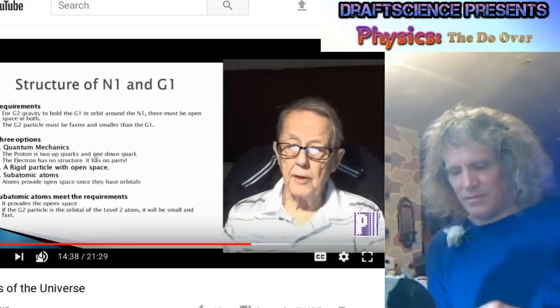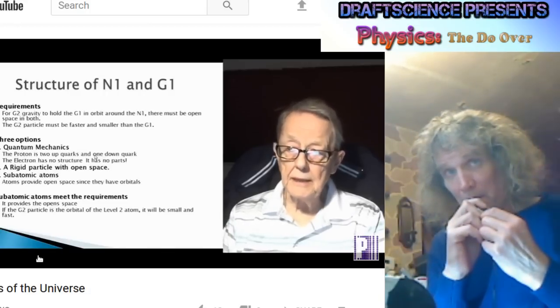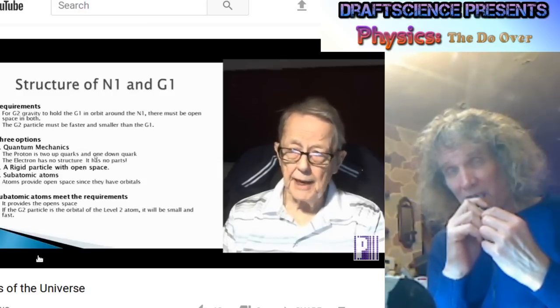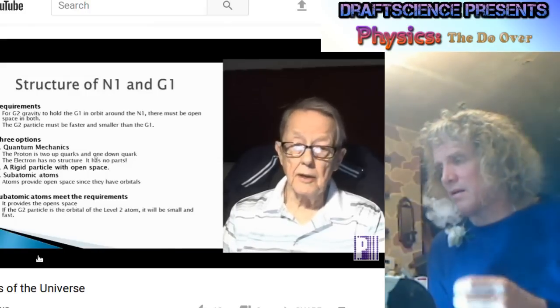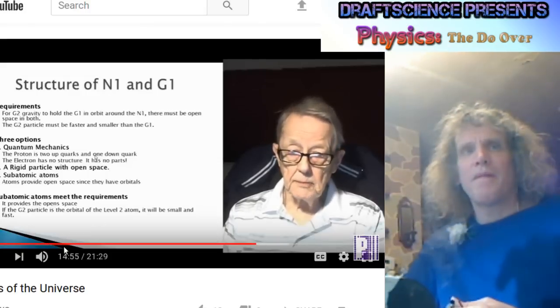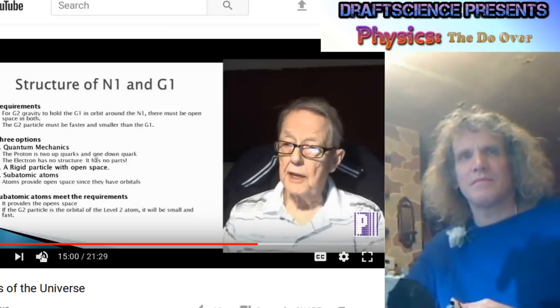Or a system that has objects orbiting creates space. There's space in a galaxy. There's space in the solar system. There's space in a regular level 1 atom. Subatomic atoms provide open space since they have orbitals. If the N1 and G1 particle are made from subatomic atoms, then it satisfies this requirement that they must have open space.